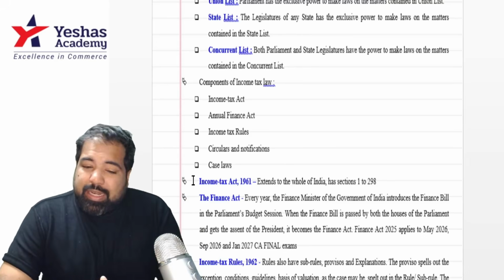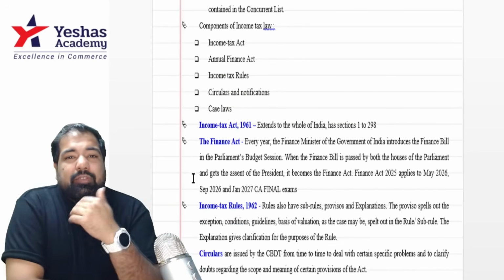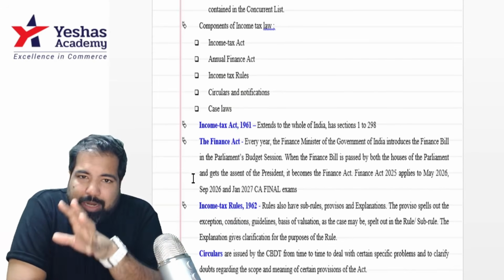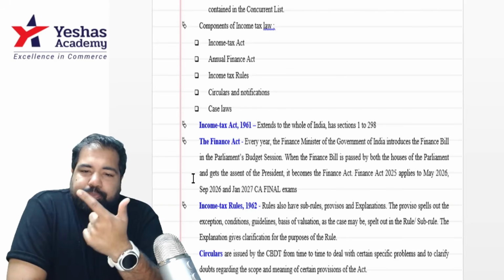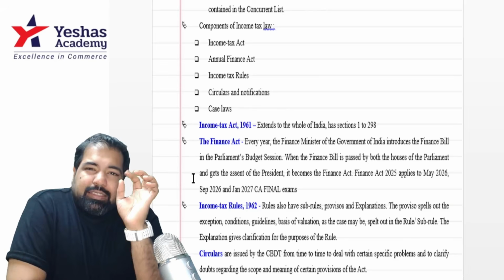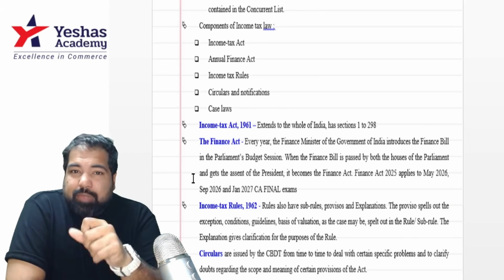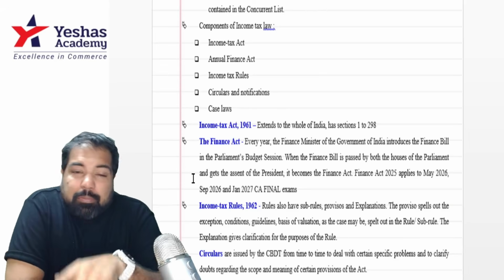Next, Income Tax Rules 1962. There are circulars and notifications, and there are case laws. So till when circulars and notifications will be applicable, I'll tell you. Which month is your exam? May. After that, calculate June, July, August, September, October, 5 months. That is 31st October of last year, that is 2025. That was the last day. After that, any new notification will not impact the May exam.